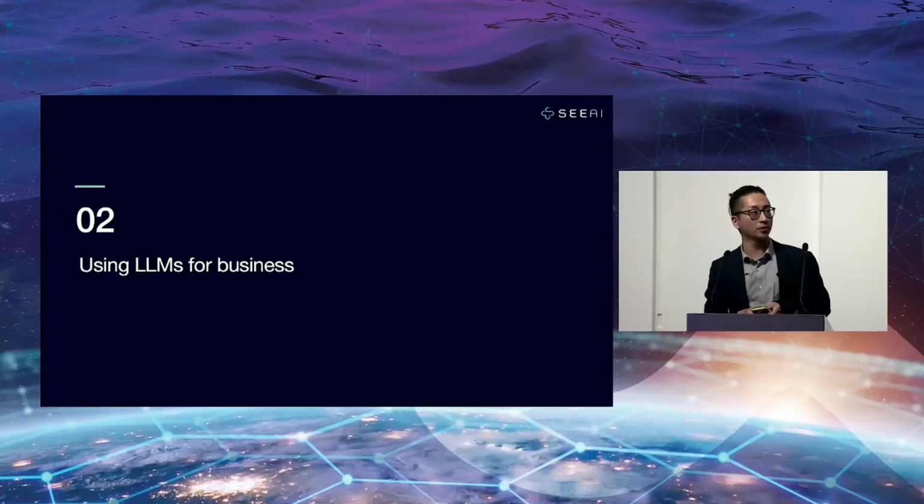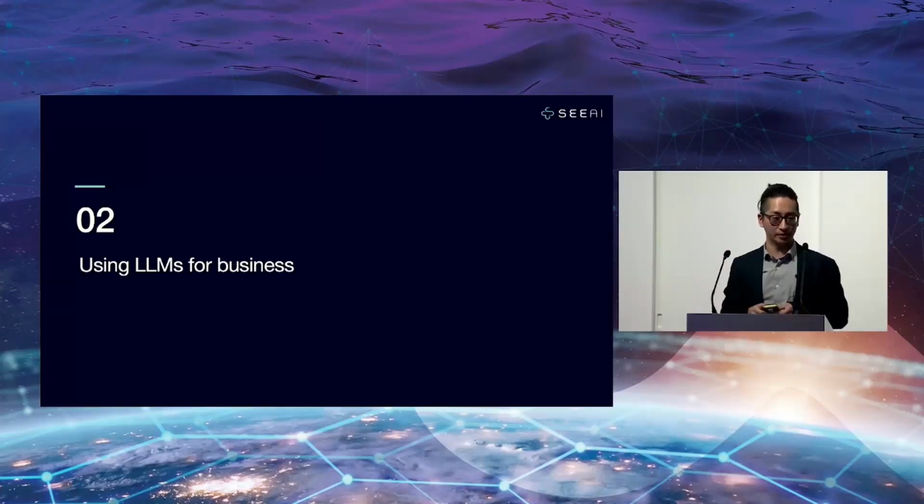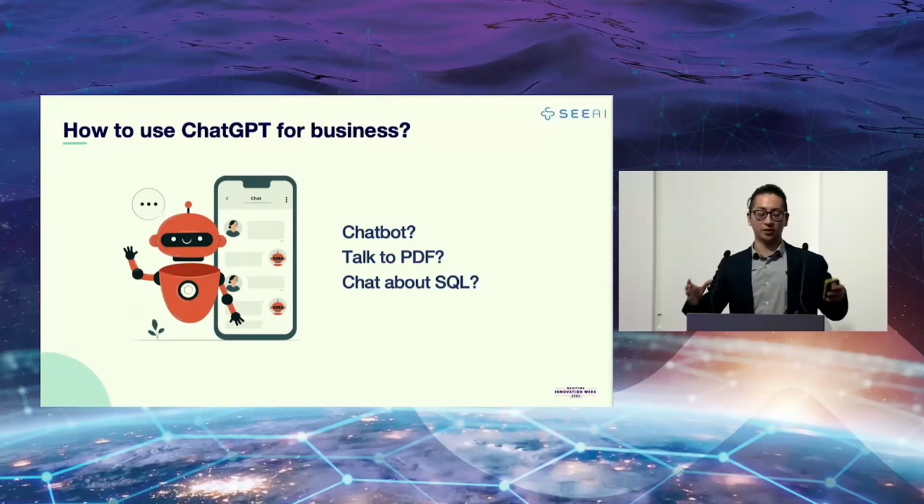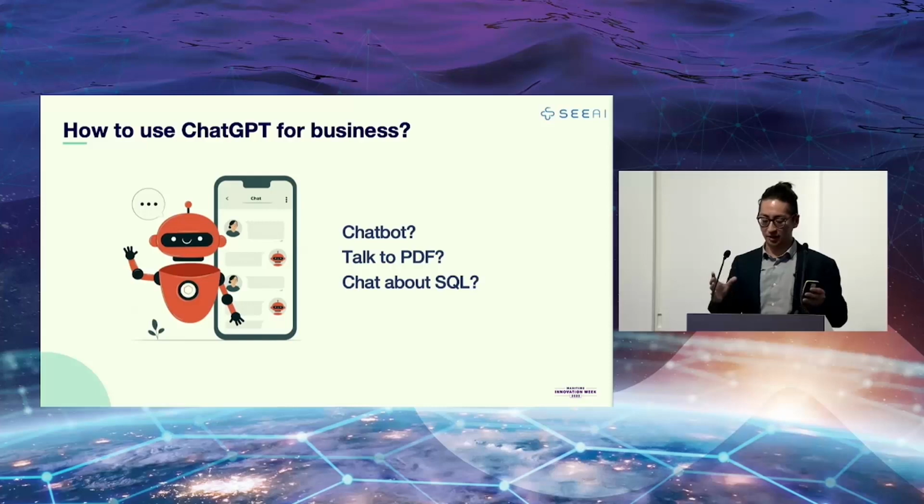So to the main point, how can we use LLMs for business? We talk with different businesses and organizations about how we can integrate ChatGPT, and their first thought usually is, can we build a chatbot? Or can we talk to our PDF? Or can we talk about programming? That's usually their first go-to, because ChatGPT was so revolutionary with the chat interface. It's very common for businesses to think that's the way to go.